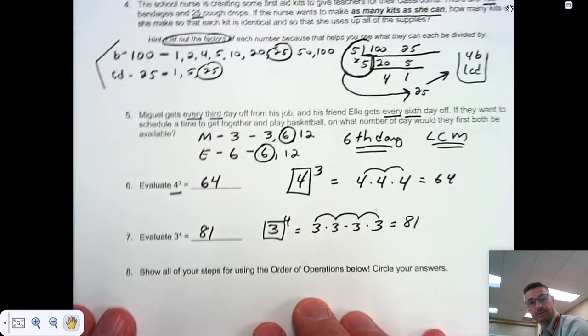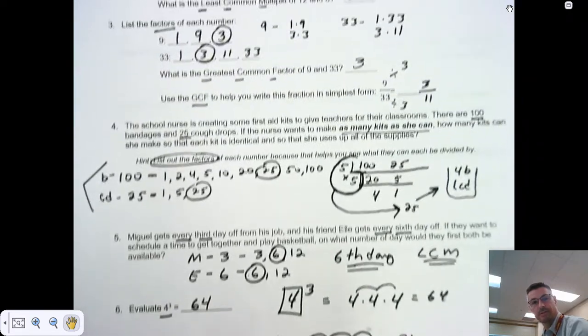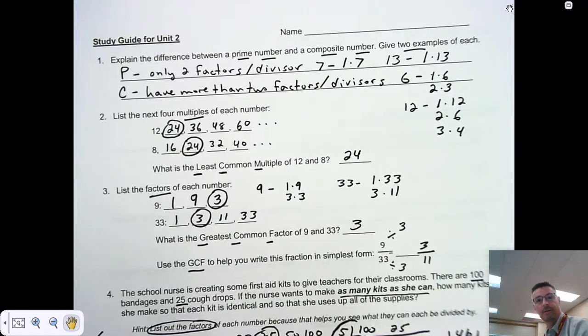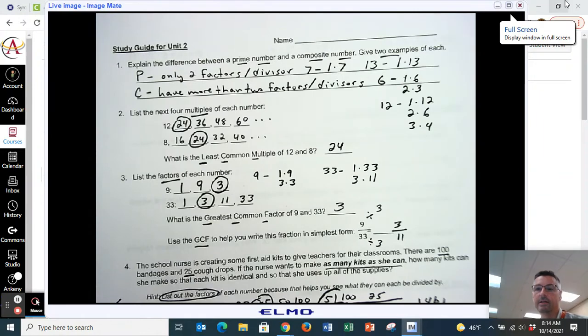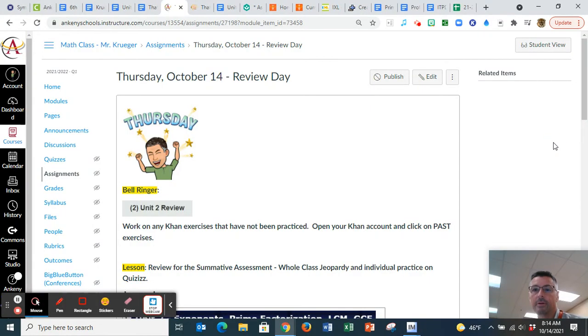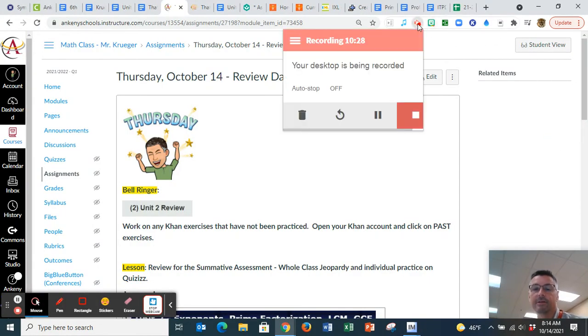So those are the solutions for the first page of your study guide. Hopefully that helps you if you had questions on any of them. I'll do the back side on a different video so it's not so long.